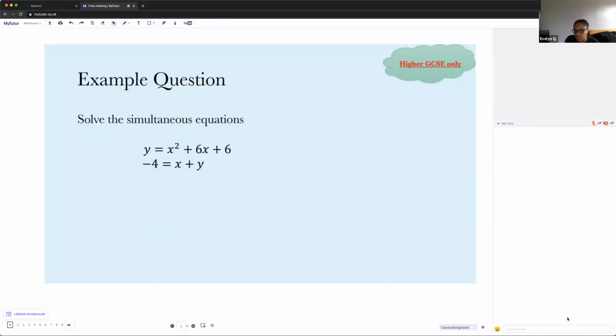So what's the difference between the higher and foundation paper? The foundation paper only has topics from levels up to level 5, whereas the higher paper has topics from all levels, so from level 1 all the way up to level 9. So that's why I was saying some of you were saying that it should only be for a certain level, but it's actually for every single level.